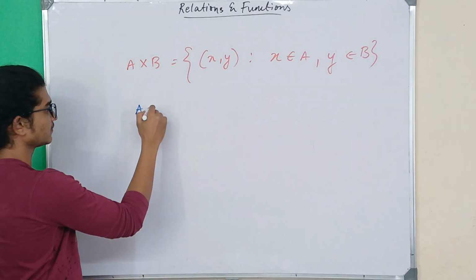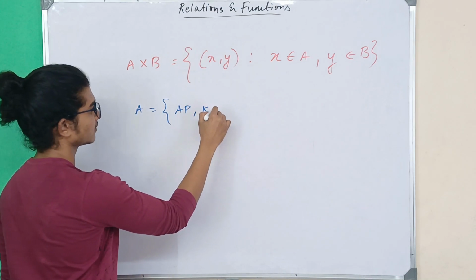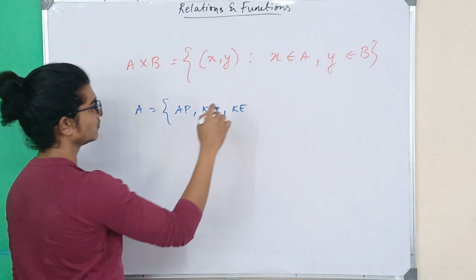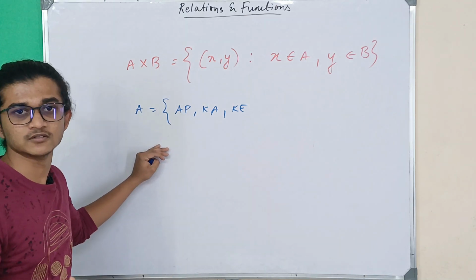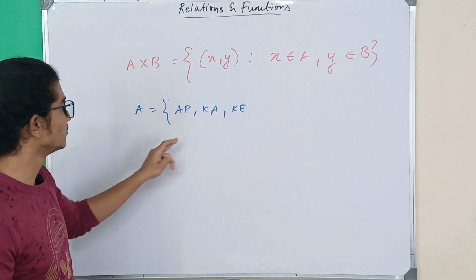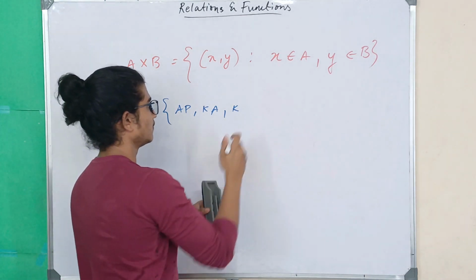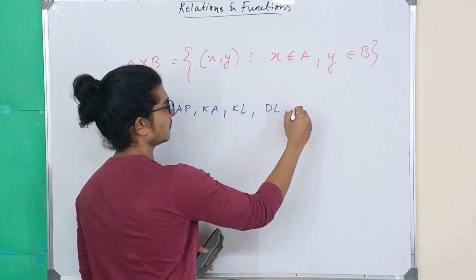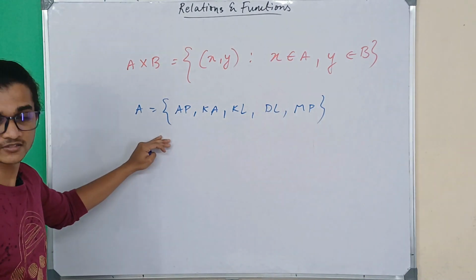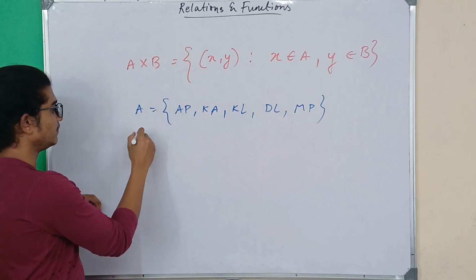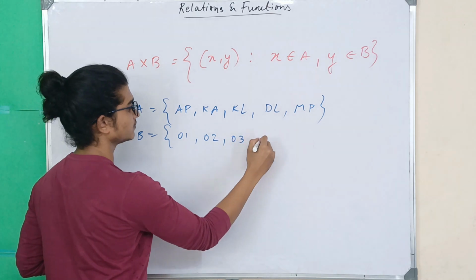Imagine your set A is Andhra Pradesh, Karnataka, Kerala. I'll use an example of how the RTO office makes number plates. So Andhra Pradesh, Karnataka, Kerala, Delhi, Madhya Pradesh, etc. Imagine these are the 5 different states. And then set B is 01, 02, 03, 04.